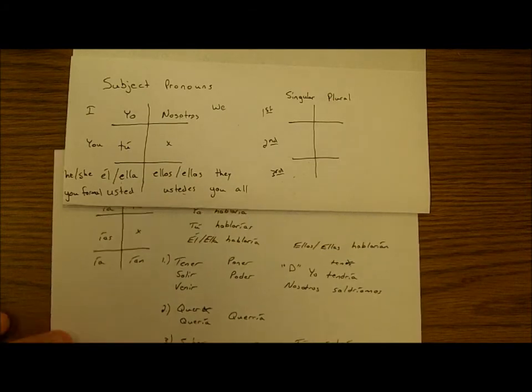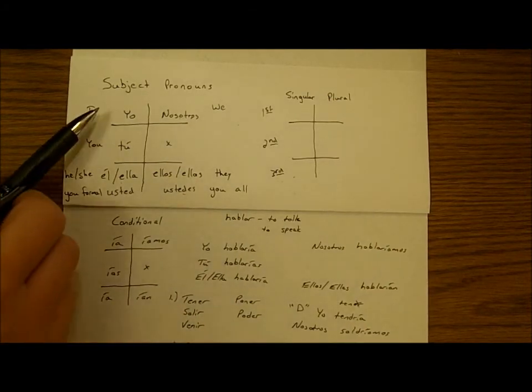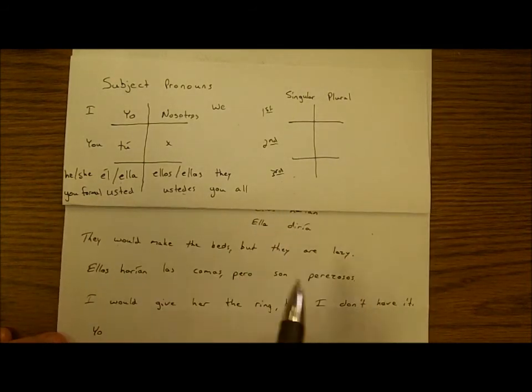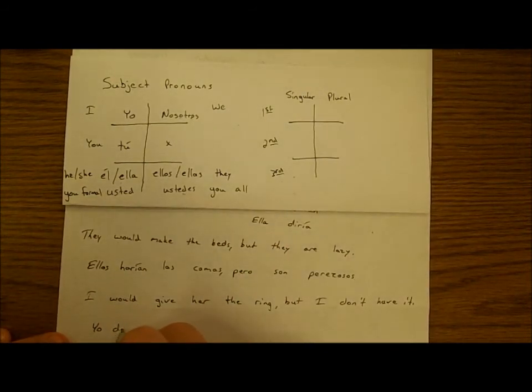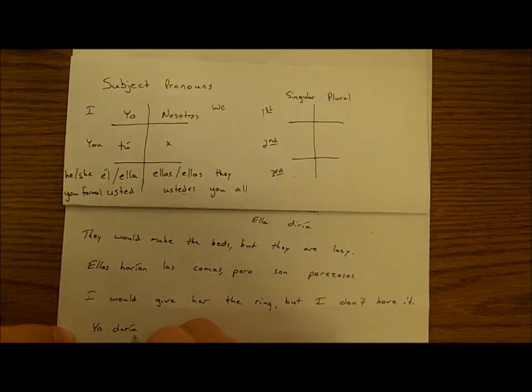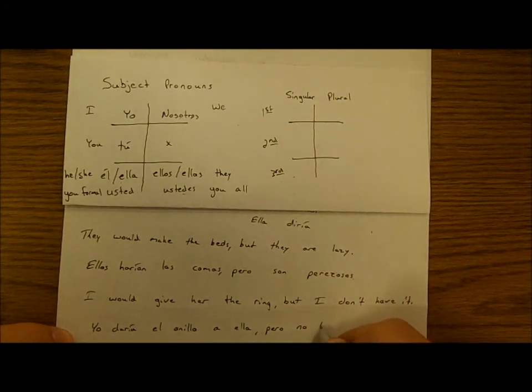Dar is not on our list, therefore it's going to be a regular conditional tense verb. So therefore, we need to look back up at our verb conjugations. We see yo's in the top left, ía's in the top left. So therefore, we add ía to the end of dar. Yo daría el anillo a ella. Pero, there's our excuse. No lo tengo.